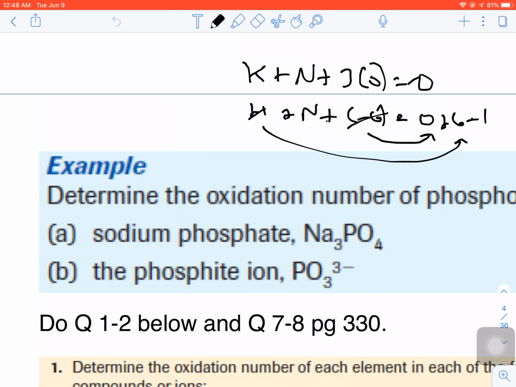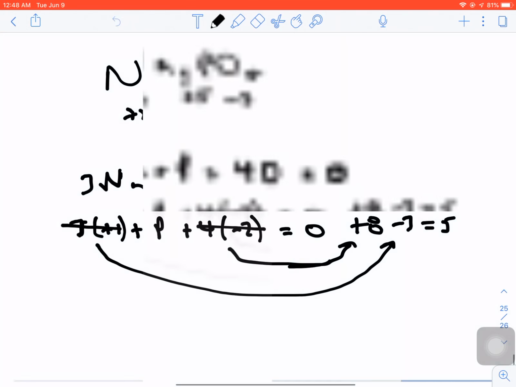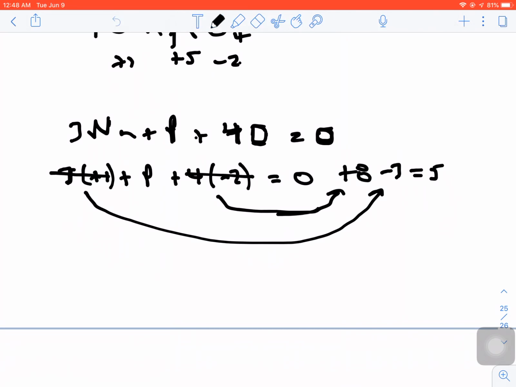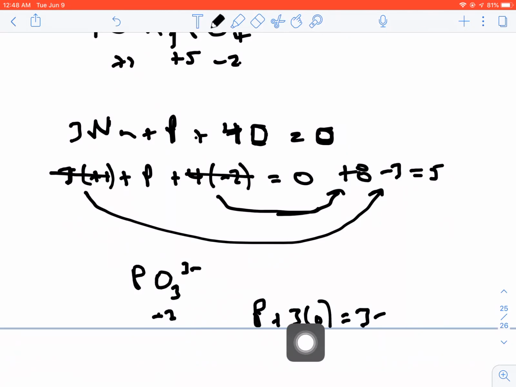Okay, the trickier one is this second one, which is a phosphite ion, PO3, 3 minus. So how do I do something that has a charge? Well, it's very similar to the one we just did. I know that oxygen is -2, always. So I know that phosphorus plus 3 oxygens have a total charge of 3 minus, because it's an ionic compound and it has a charge of 3 minus.